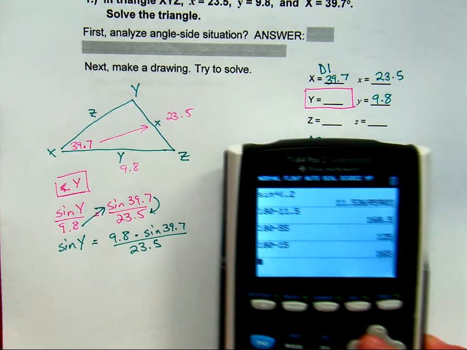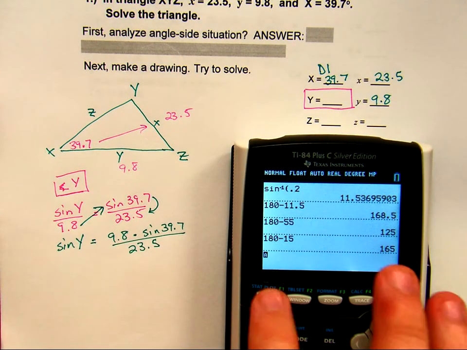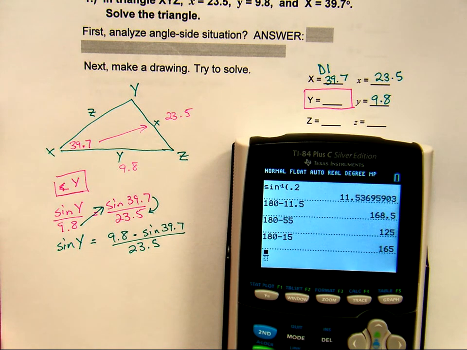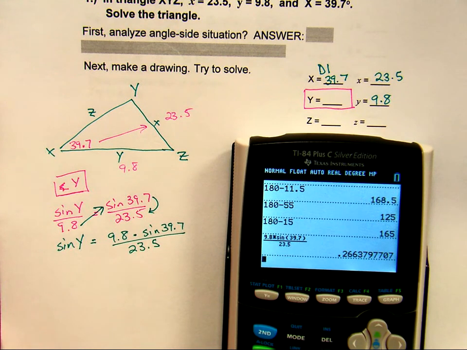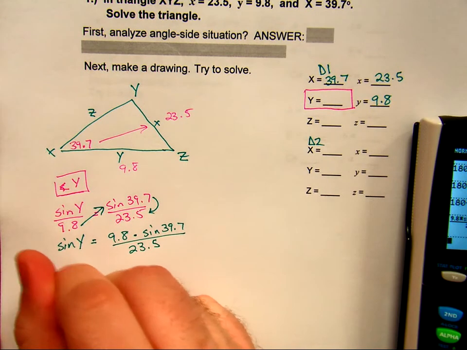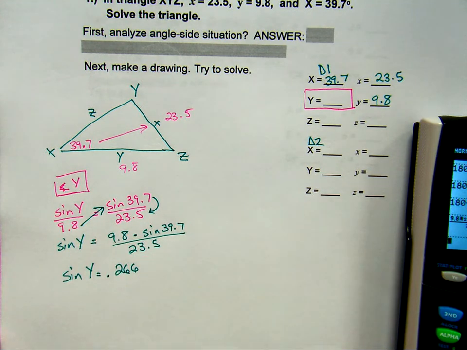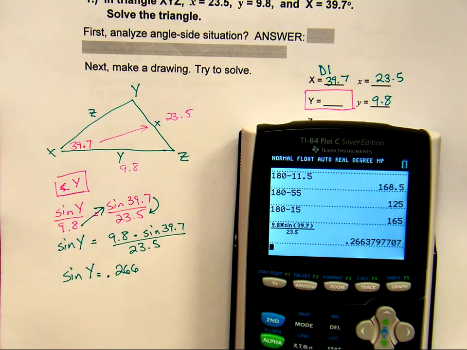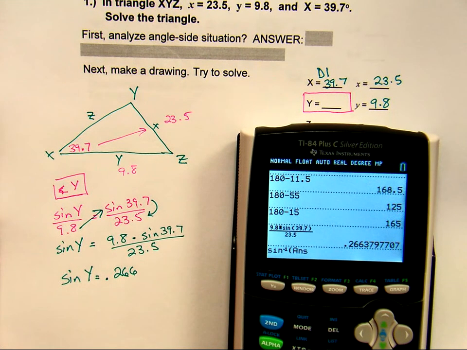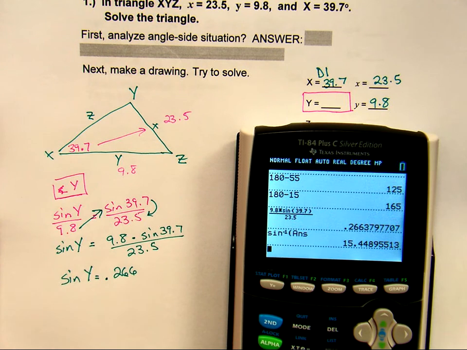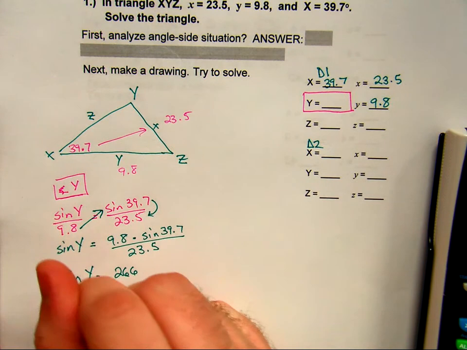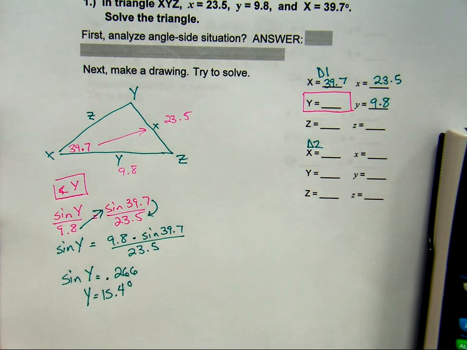We will have to inverse this as well. So remember, Y equals, to bring up the fraction box, 9.8 times sine of 39.7 over 23.5. So 0.266, and this should be an angle, but we haven't done the arc sine, the inverse sine of it yet. An angle measurement should make sense. It should be between 0 and 180 degrees. So inverse sine of the answer is 15.4. And we can go and write that in.